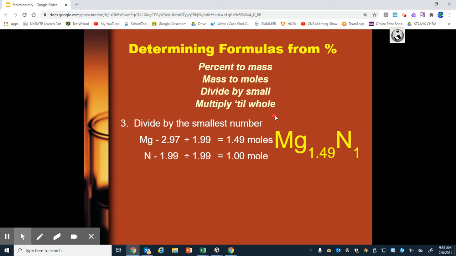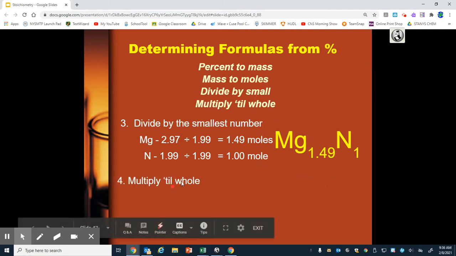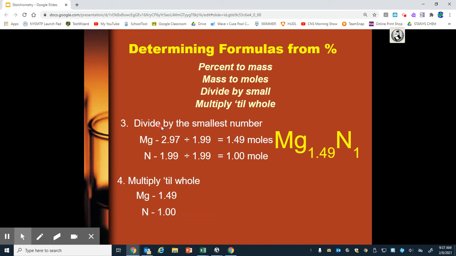When you do have to multiply till whole, you start with the number 2. You multiply them both by 2. If 2 doesn't work, you multiply by 3. If 3 doesn't work, you multiply by 4, and so on. So here we're going to take the magnesium and nitrogen. Magnesium is 1.49, the nitrogen is 1.0, and you're going to multiply these till whole. I'm going to start off by trying 2, so I multiply them both by 2. When I do that, I get 2.98 and 2.00.